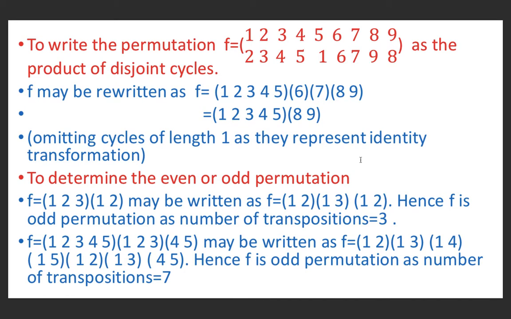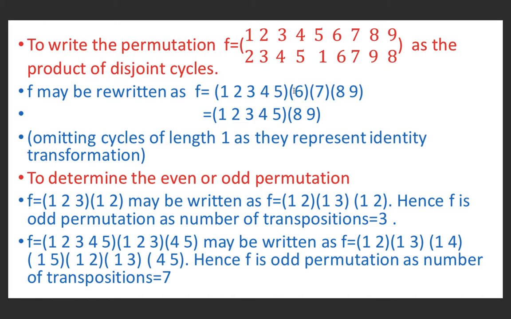Now we will write the given permutation as the product of disjoint cycles. Suppose the given permutation is on 1, 2, 3, 4, 5, 6, 7, 8, 9, where the image of 1 is 2, image of 2 is 3, image of 3 is 4, image of 4 is 5 and image of 5 is 1. Image of 6 is 6, image of 7 is 7, image of 8 is 9, image of 9 is 8. So we may rewrite it as (1, 2, 3, 4, 5) because the image of 1 is 2, image of 2 is 3, image of 3 is 4, image of 4 is 5 and image of 5 is 1.